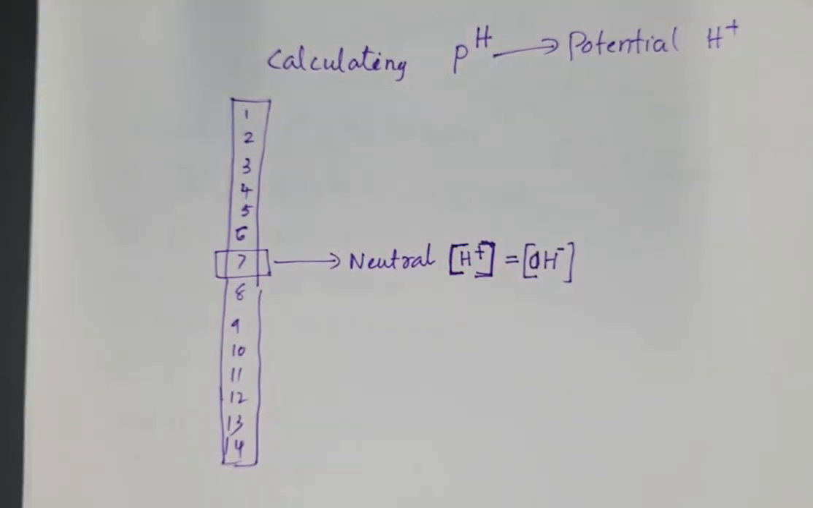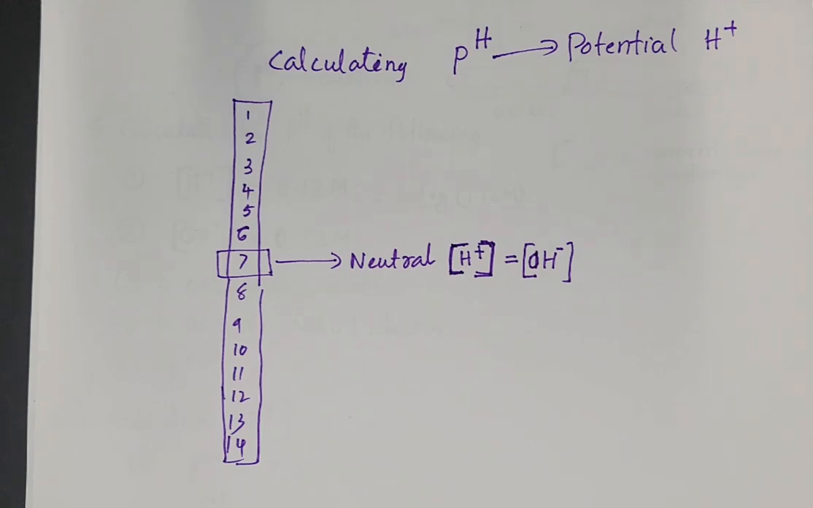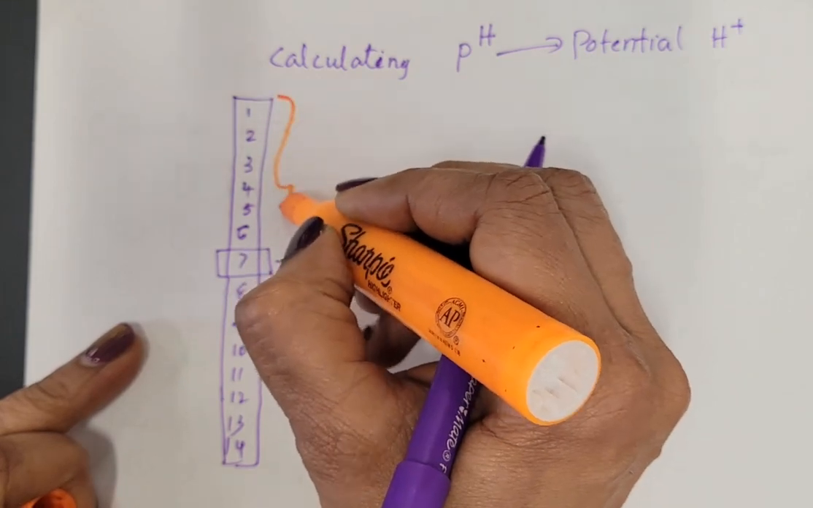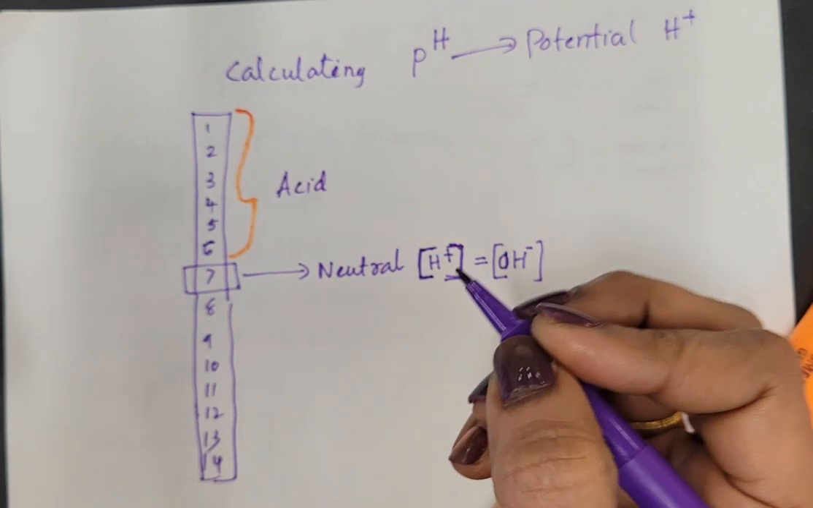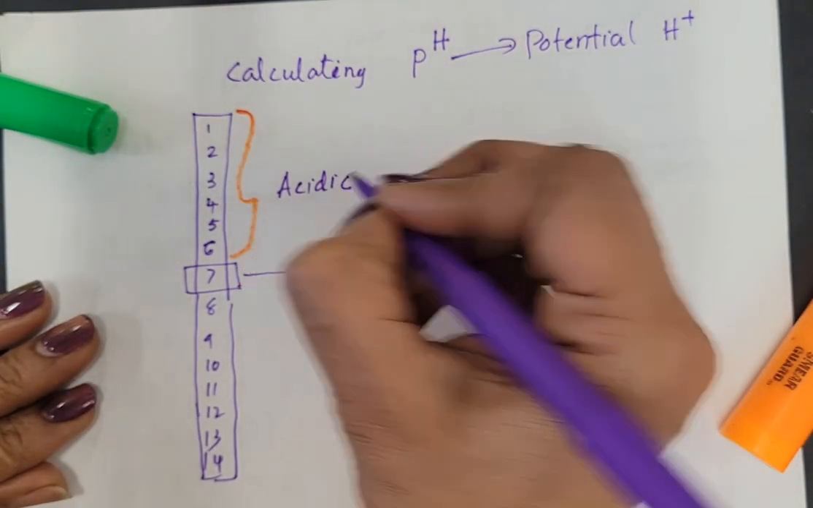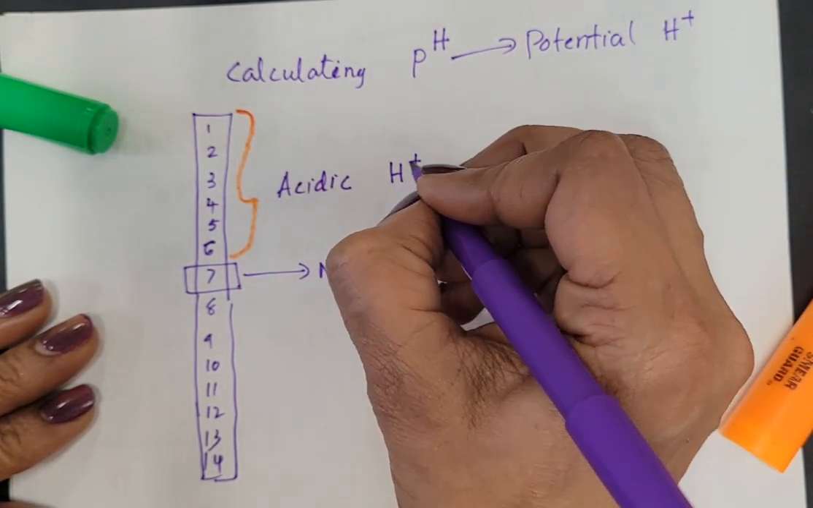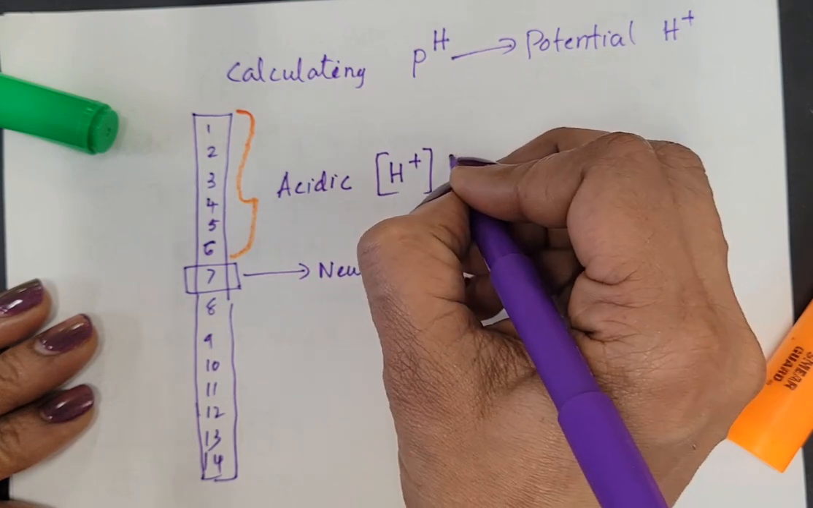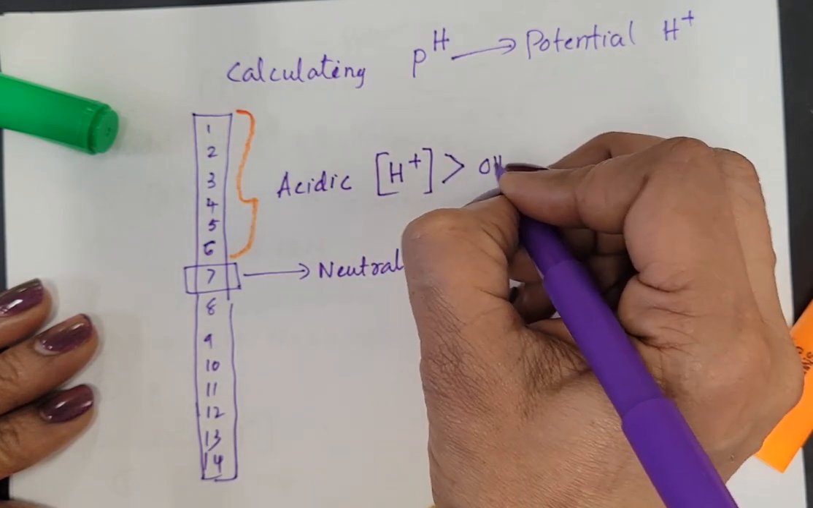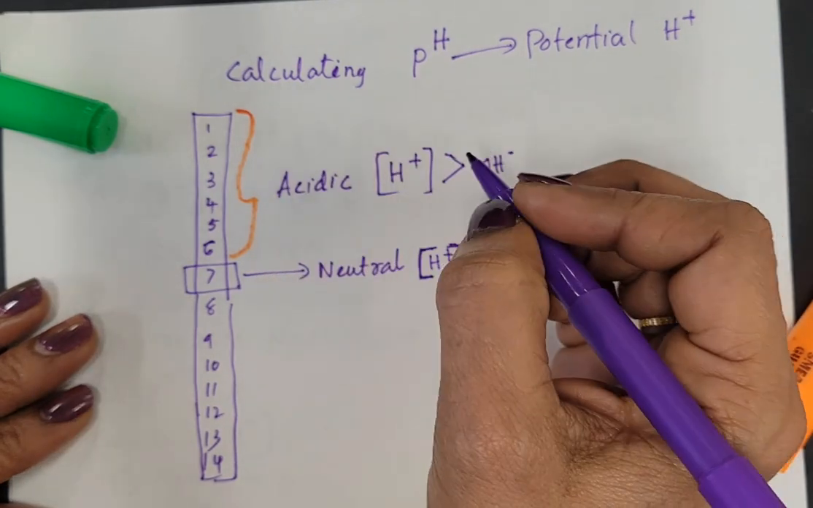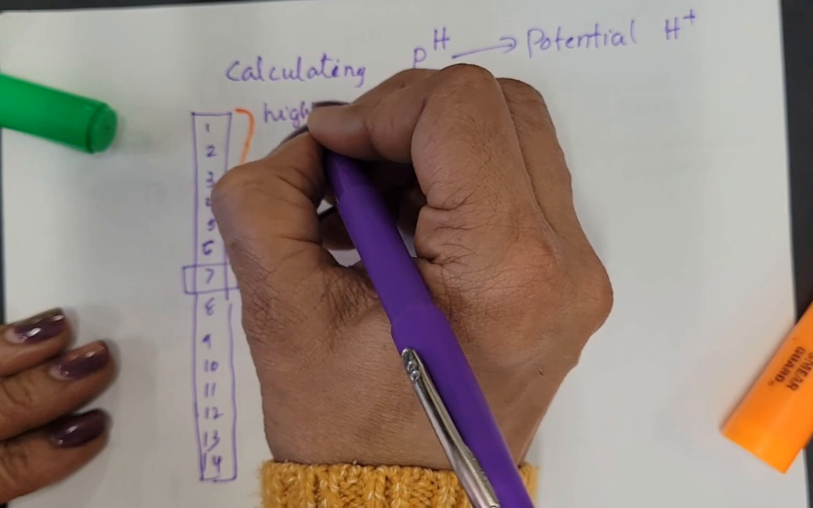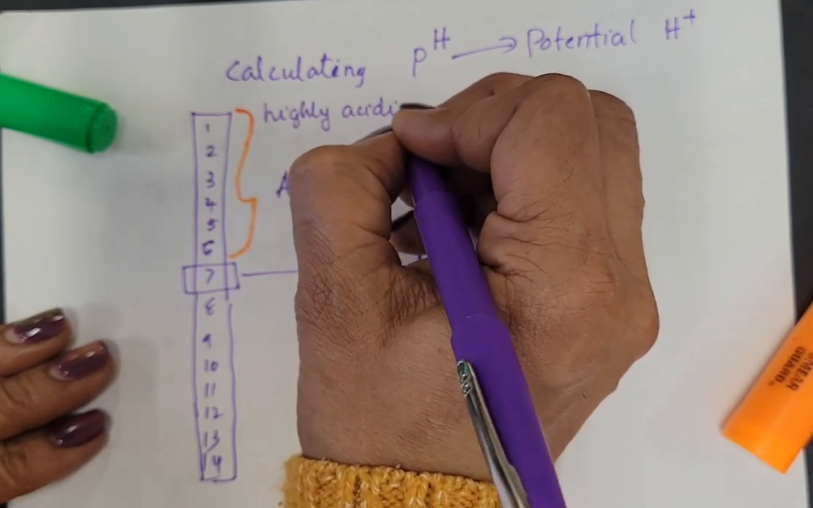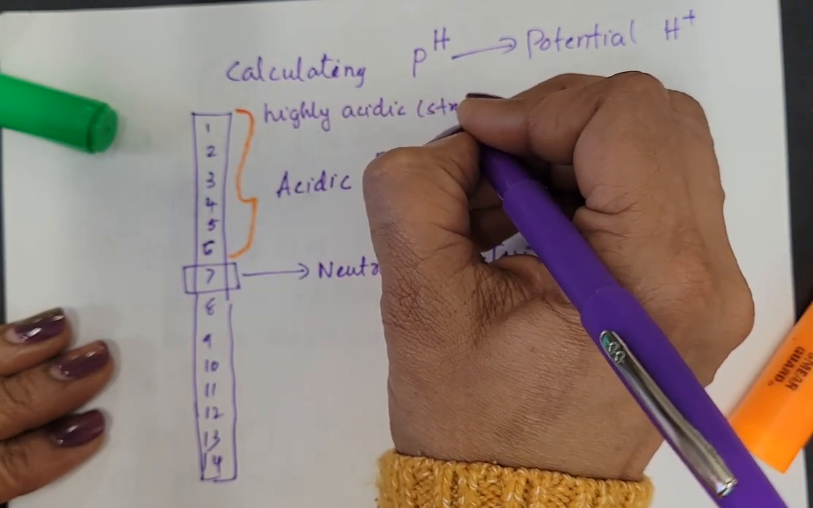if it is less than 7, those solutions are called acids or acidic. In an acidic solution, the amount of H plus ions will be more than OH minus ions. So if pH is very low, that means it is highly acidic, strong acids.